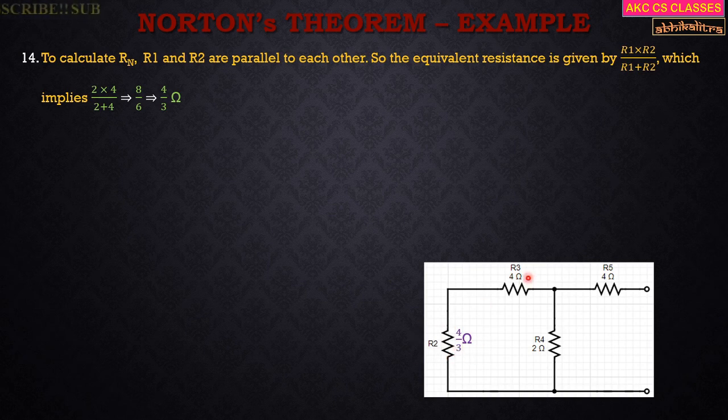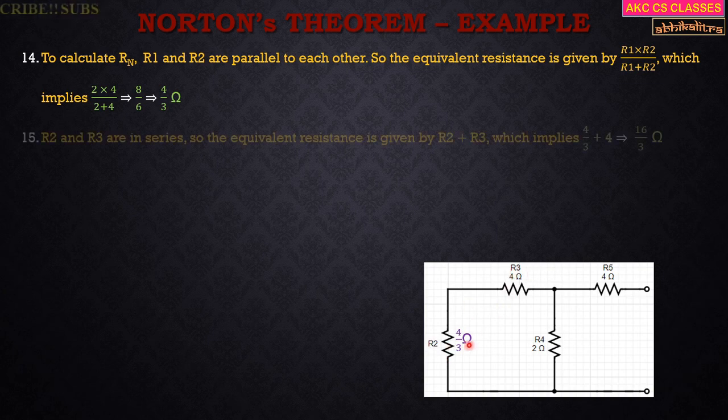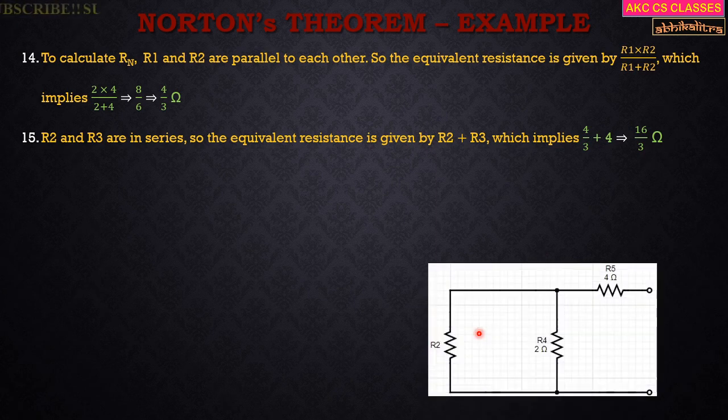Now we move to the next resistor R3. R2 and R3 are in series. If R2 and R3 are in series, then we need to add these two resistors, right? So 4 by 3 plus 4 will give you 16 by 3 ohm. Now R2 and R3 have a single equivalent resistance, which I have assumed as R2. So R2 is the new equivalent resistance of the resistor values R2 and R3, and the value of R2 is 16 by 3 ohm, right?